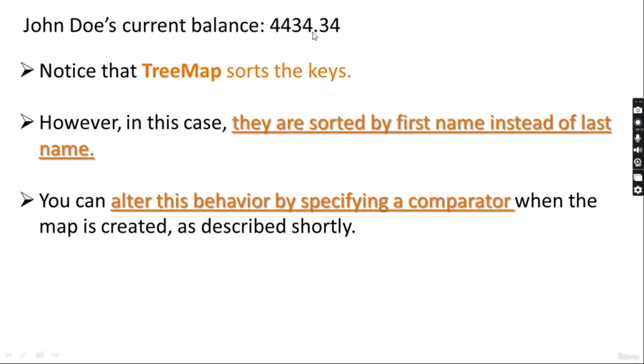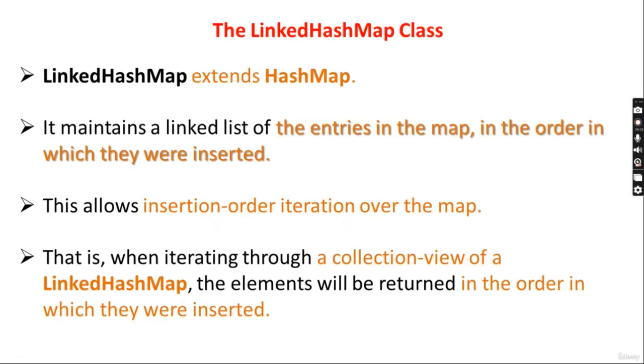You can alter this behavior by specifying a comparator object when the map is created. Depending upon the comparator object, you can decide whether they should be sorted by the first name of the client or the last name of the client.